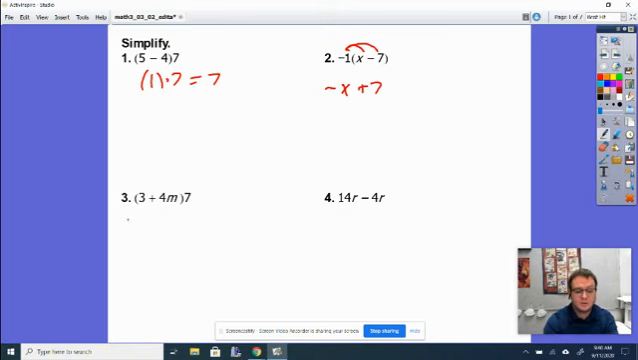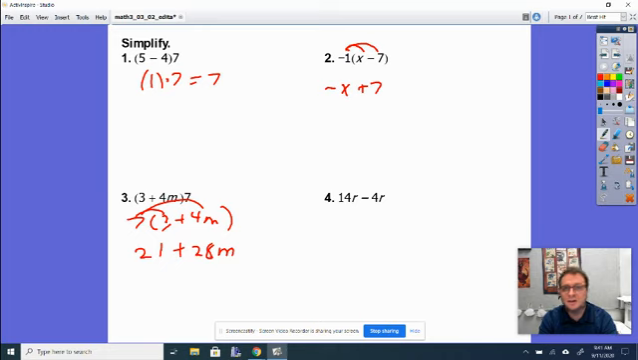So I'm just going to switch this. Then I'm going to distribute. Now something to note here is we're not in standard form. So it is good to always try to get into standard form, especially when you're simplifying.